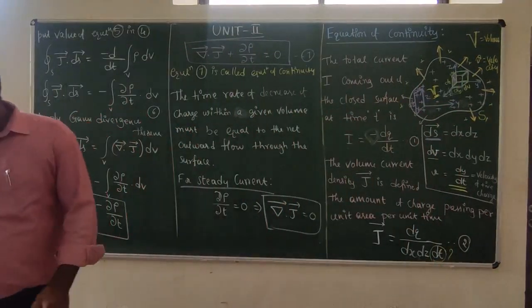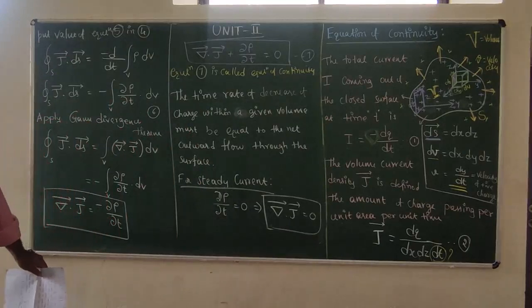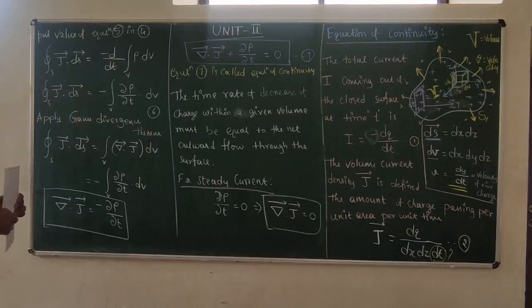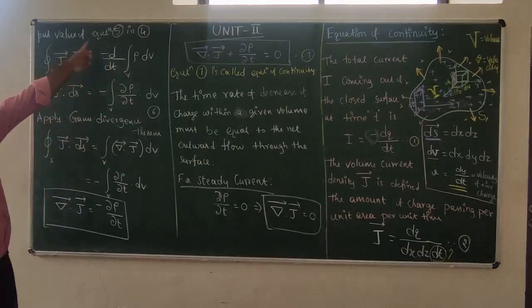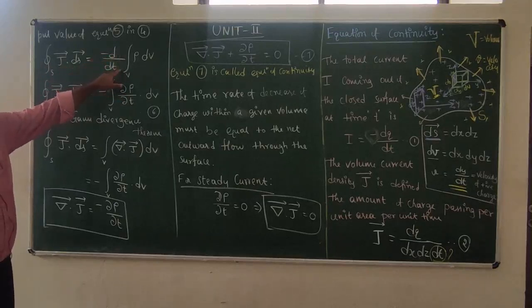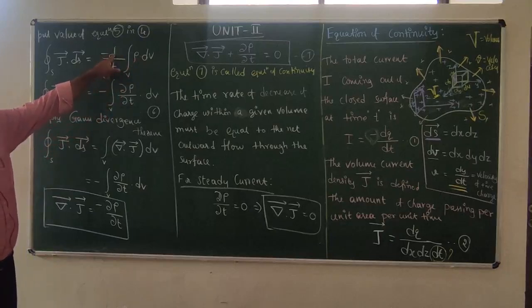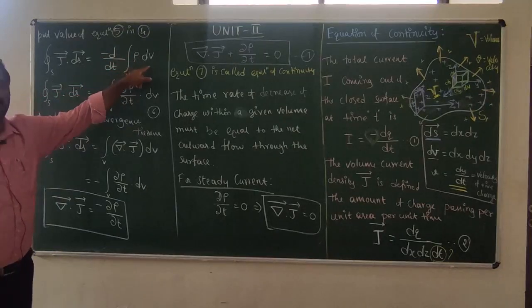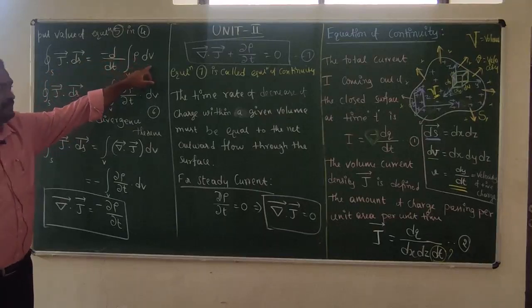So in equation 5 we have got the charge, which is given by q is equal to the volume integral of rho dv. Now put this equation 5 in 4. We will get the closed surface integral of j dot ds, which is equal to minus d by dt of the volume integral of rho dv. Previously we had minus dq by dt, and q is the volume integral of rho dv.